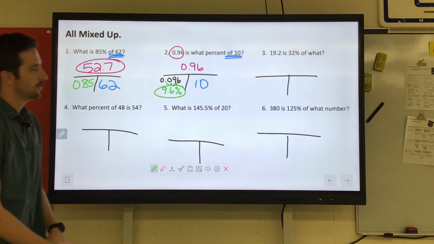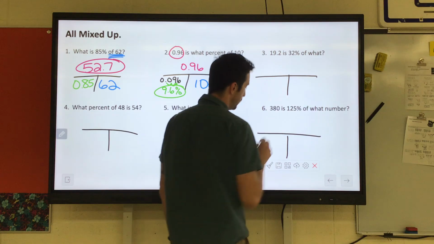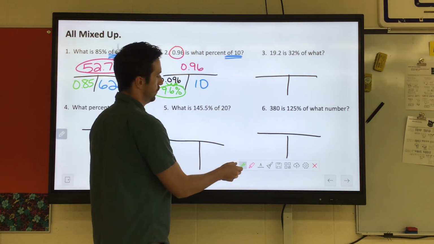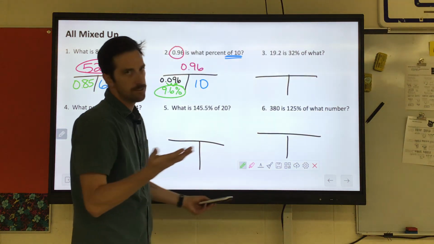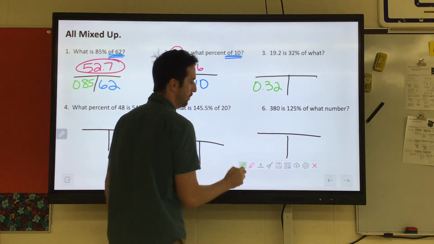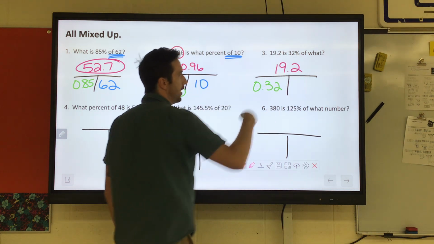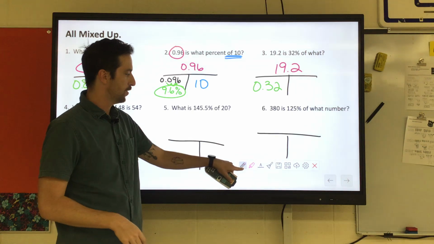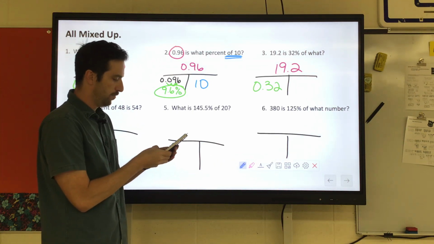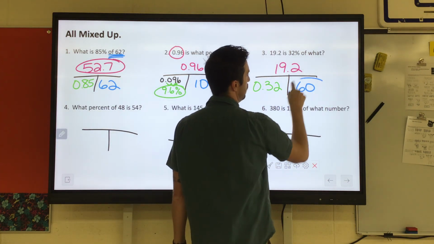19.2 is 32% of what? It says of what, which means we are looking for the whole on this one. So the 32% is the percentage, but that is 0.32 in decimal form. 19.2 is the part, and they are stacked on top of each other, so we'll go ahead and divide those. 19.2 divided by 0.32, we got 60. Look at us!